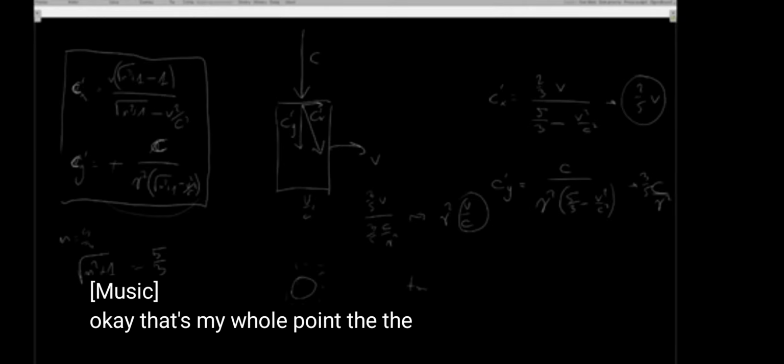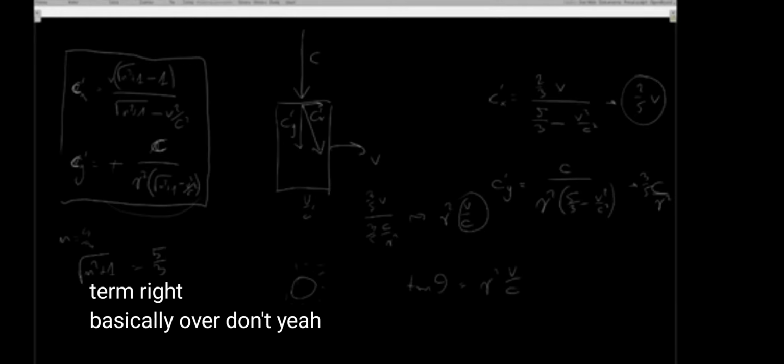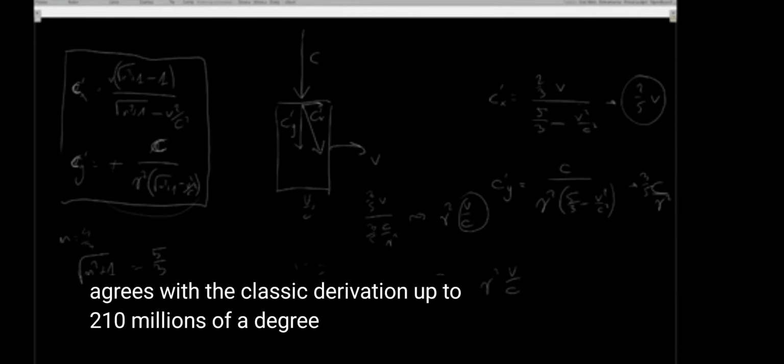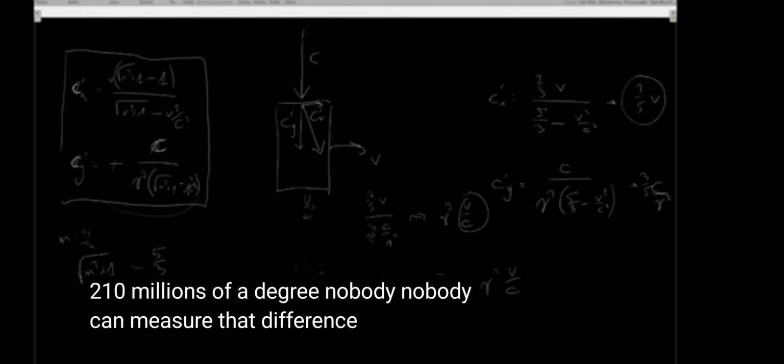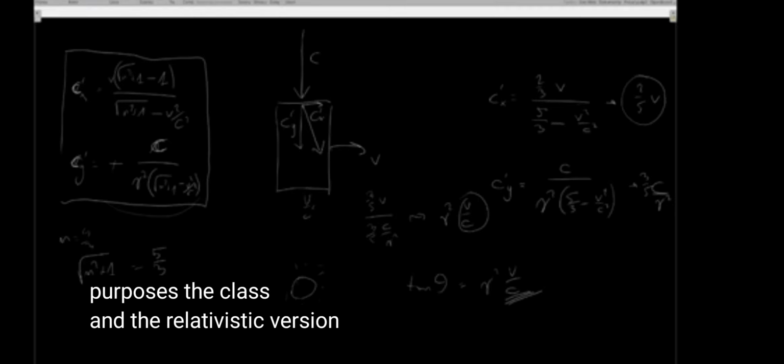That's my whole point. The gamma term, right? Basically, you will get something like gamma squared times v over c. Can you hear me? Yeah. Listen, that's my whole point. It agrees with the classic derivation up to 2/10 millionths of a degree. Nobody can measure that difference in the deviation. So for all intents and purposes, the classic version and the relativistic version are the same.